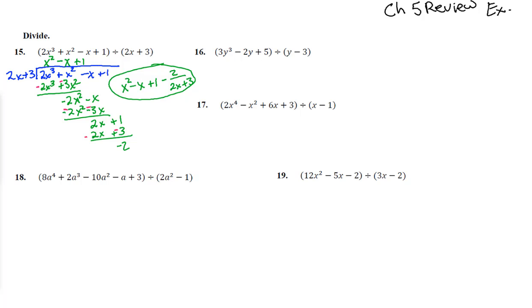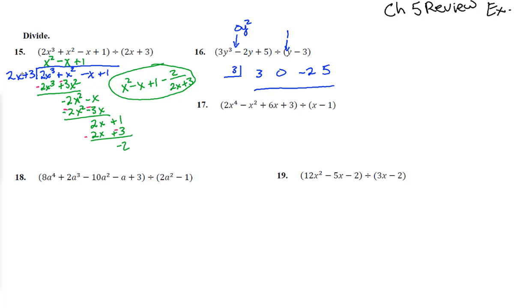Number 16. This is dividing by a binomial. Notice that it's a leading power of 1 and the leading coefficient is 1. This is good. We can do synthetic division. So we take the opposite of this number, which is 3, and we put it in this box. Then we write out the coefficients here. Notice that there's a 0y squared in there, so we have to make sure and put that 0 in to fill in the space. So the coefficients are 3, 0, negative 2, and 5.